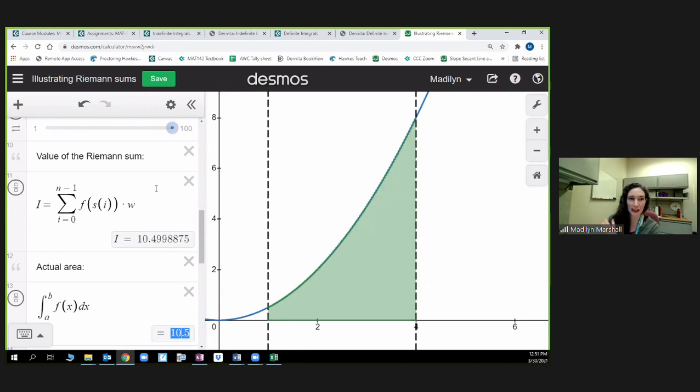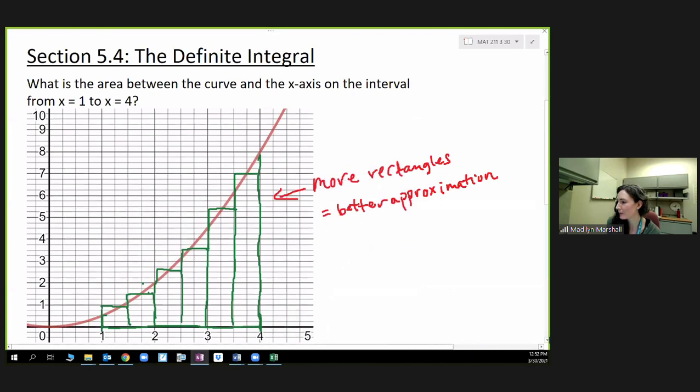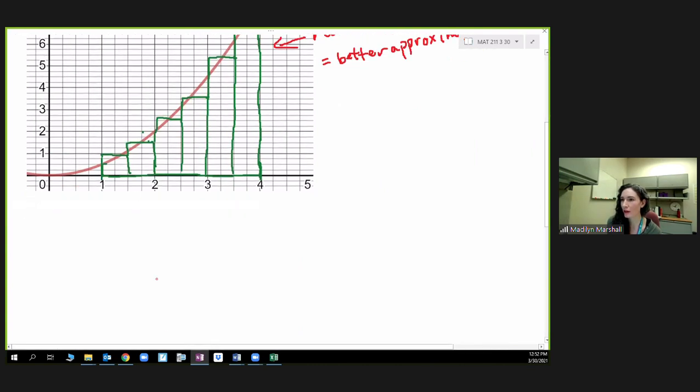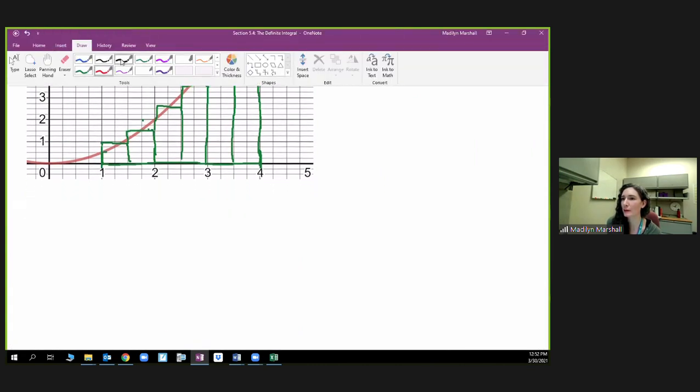So having lots and lots of rectangles is great, but we don't necessarily want an approximation of the area, we want the actual area, and that is where integrals come in. I'm going to go back to our notes for just a second. I'm going to write a really informal version of the Riemann sum.